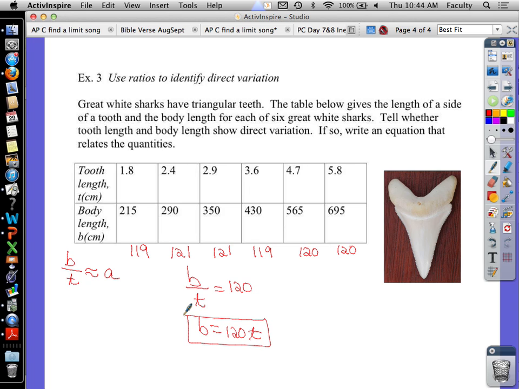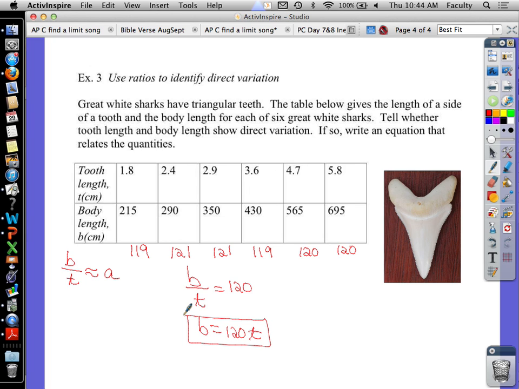And so say they're out in the field, really in the ocean, and say that they're on the beach and they find a great white shark tooth. They can actually then use the equation they have to tell what was the body length of that shark. That is really cool. That is super cool to be able to do. All right, any questions on that?